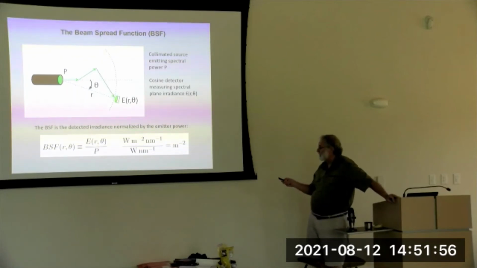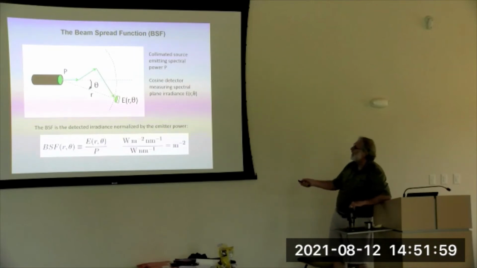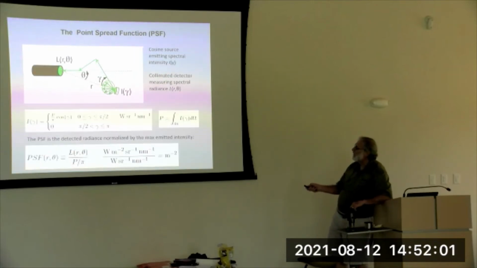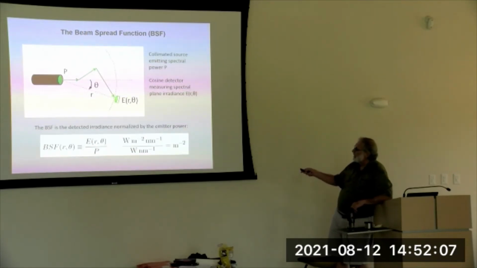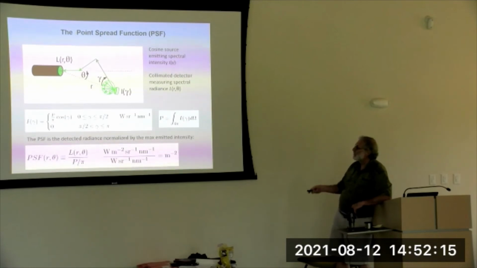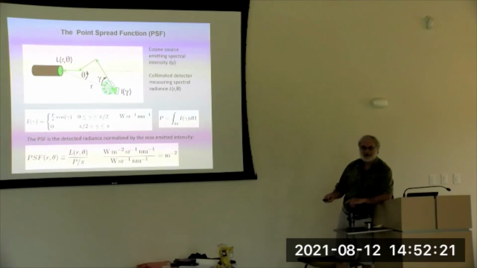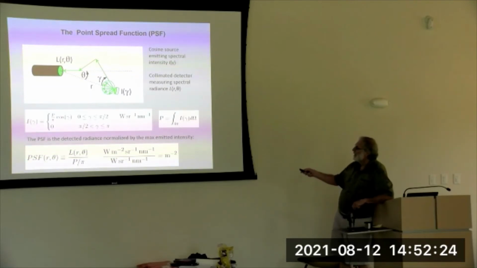Okay, so funny story here. Well, I'll hold off on that. We'll define another thing. That's the beam spread function. Then there's a thing called the point spread function. Now the beam spread function has a cosine collector and a collimated source. The point spread function says I have a cosine emitting source and a collimated detector. So if I take the intensity of this source, it depends on this angle gamma according to a cosine, and it's putting out light in this direction and nothing back in this direction.